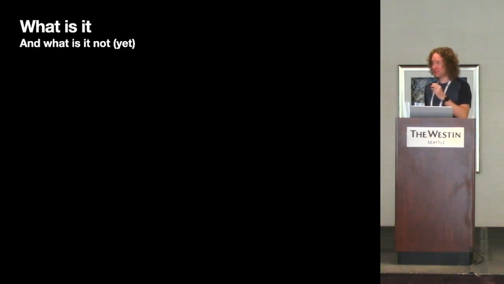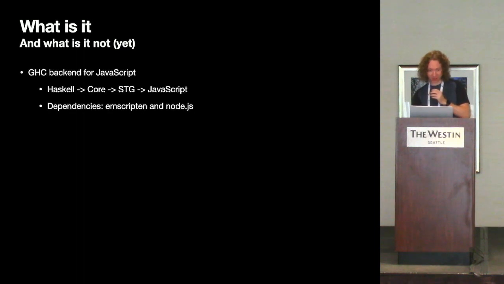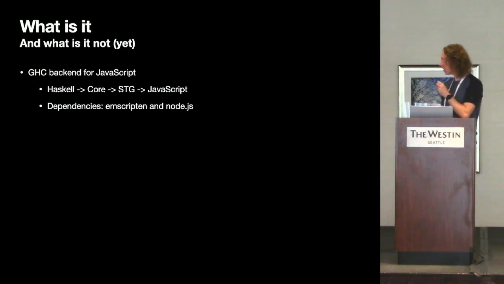Okay, so at this ICFP, I've been getting a few questions about GHCJS, whether it's dead or not, and some people don't know about the GHC JavaScript backend, so I'm going to give a brief introduction and say what the status is. Briefly, it's the GHC backend for JavaScript. Everything has been integrated into GHC. It uses the Haskell to Core to STG to JavaScript pipeline. There's no Cmm involved. We depend on Emscripten and Node.js, but Emscripten is mostly used for basic toolchain things.